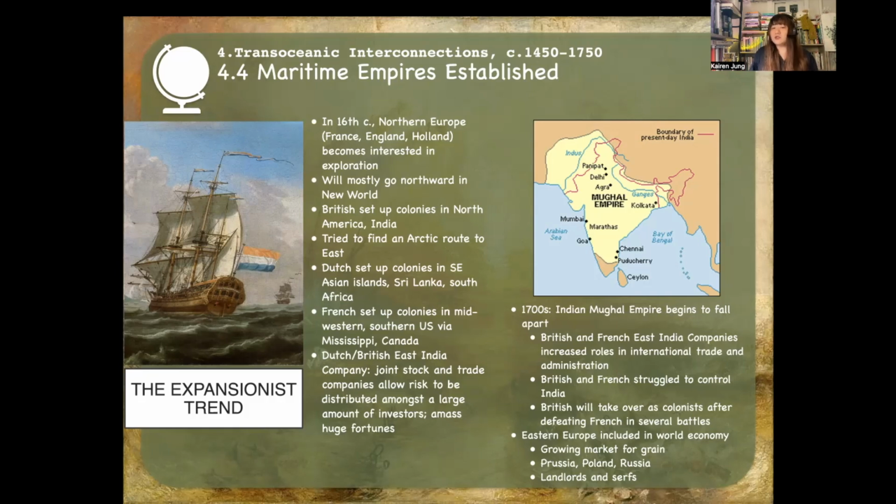In the 1700s, the Indian Mughal Empire, after its decline, began to fall apart. The British and French East India companies increased their roles in international trade and administration. The British and the French struggled to control India, but the British eventually took over as colonists after defeating the French in several battles. Eastern Europe was included in the world economy at this time after a growing market for grain. Prussia, Poland, and Russia rose to power, and they had systems of landlords and serfs.